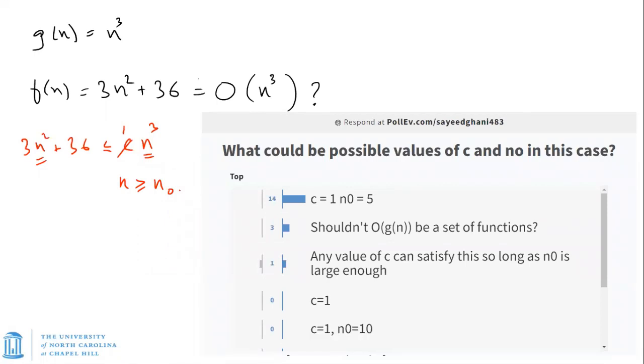We'll talk about the set of functions when we talk about the CLRS definition. So yes, we will be talking about the set of functions then. Just hold on to that thought.